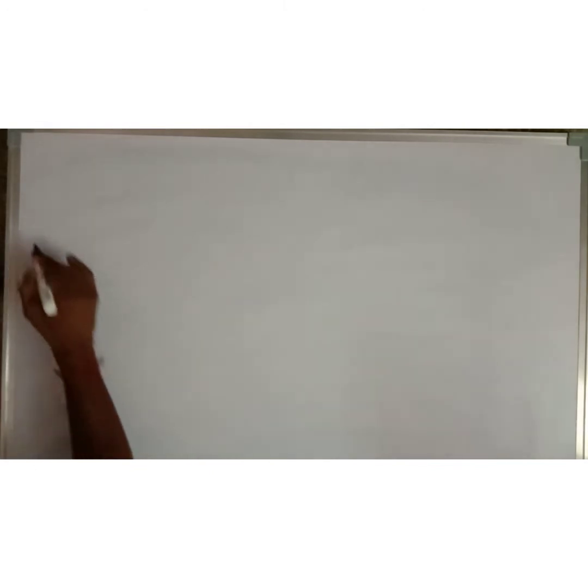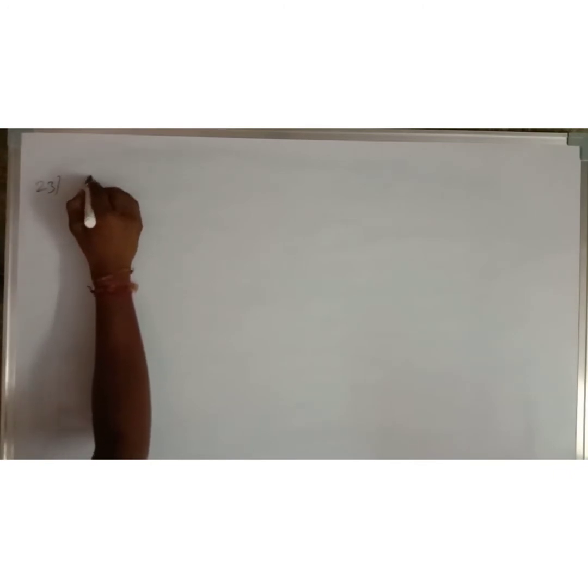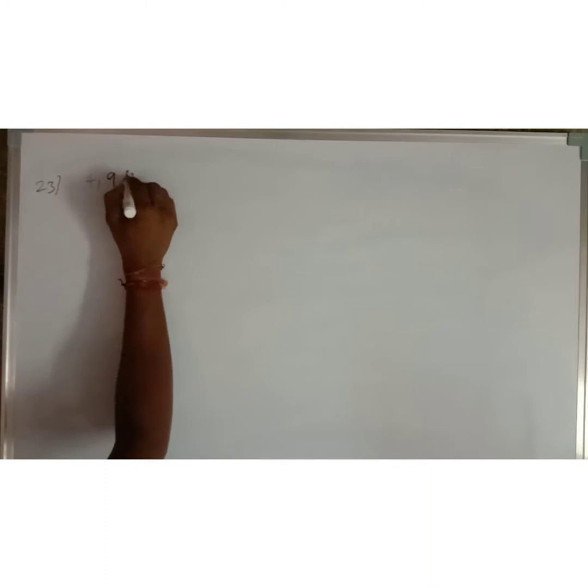Today we are going to deal with some more problems on ratios, proportions and variations. Yesterday's class completed up to 22 problems, so today's class will start from the 23rd question. The 23rd question is: find the fourth proportional of 4, 9 and 12.